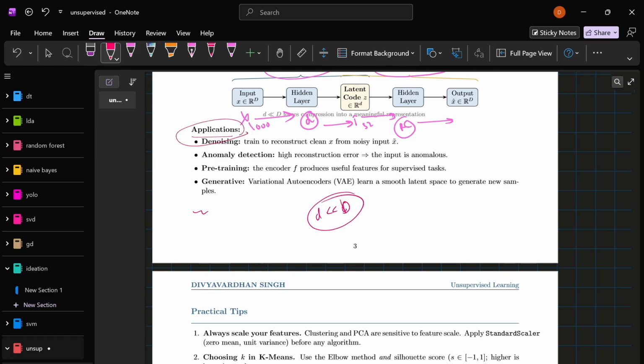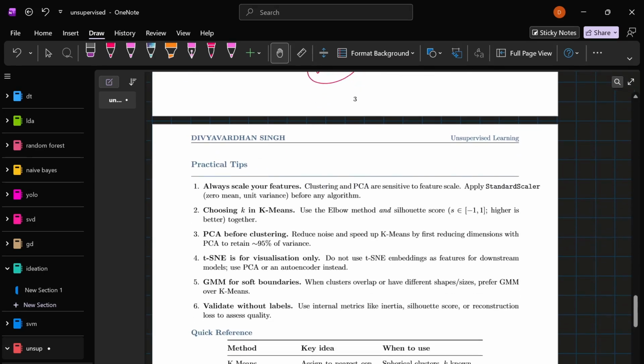So the applications for the autoencoder are that it is used in denoising, in anomaly detection, and in pre-training for the generative part. I have already told you about the variational autoencoder, VAE, which learns a smooth continuous latent space.